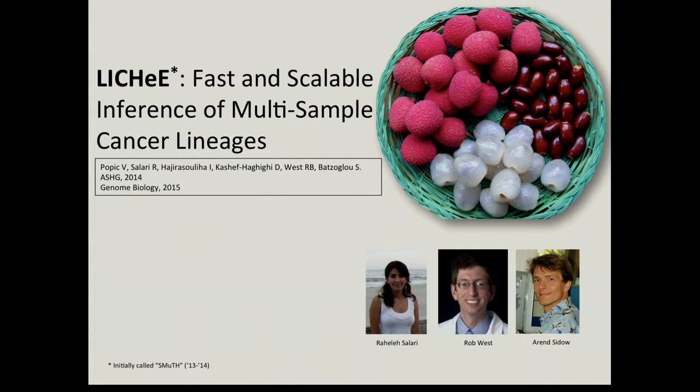This is a project called LICHEE, again in collaboration with Aaron Sido and Rob West, and particularly with postdoc Raheli Salari in our lab. The goal of this project was to have a fast computational method that would allow us to infer cancer lineage trees and decompose each cancer sample into its subclones, while using multi-sample variants such as somatic SNVs.